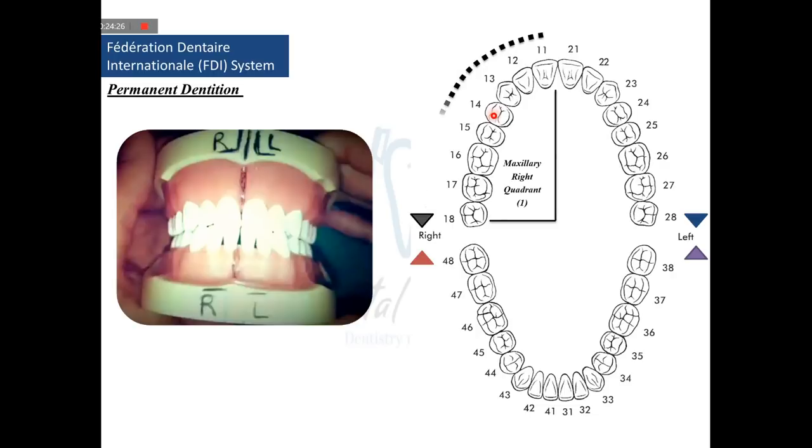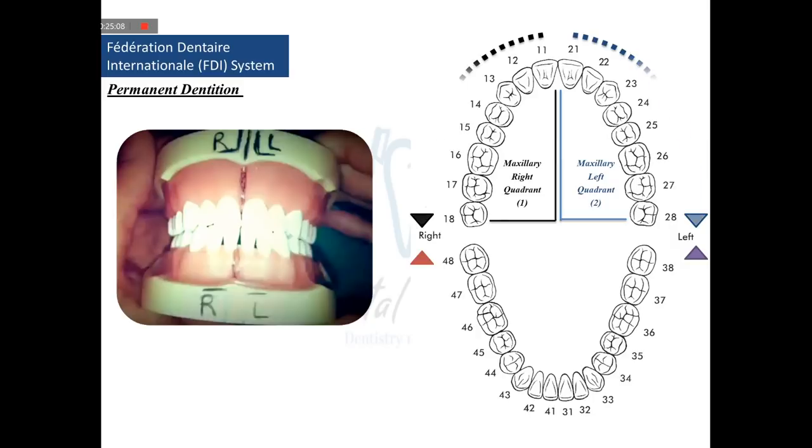Now 1-4 for the first premolar, 1-5 for the second premolar. We will write 1-6 for the first permanent molar, because again, as we have been discussing, the first digit represents the quadrant number, the maxillary right quadrant of the permanent dentition, and the second digit represents that it's the sixth tooth from the midline, that is the first molar. As we continue to count distally, we number the permanent second molar in the maxillary right quadrant as 1-7, and finally the last tooth in the maxillary right quadrant as 1-8, that is the third molar.